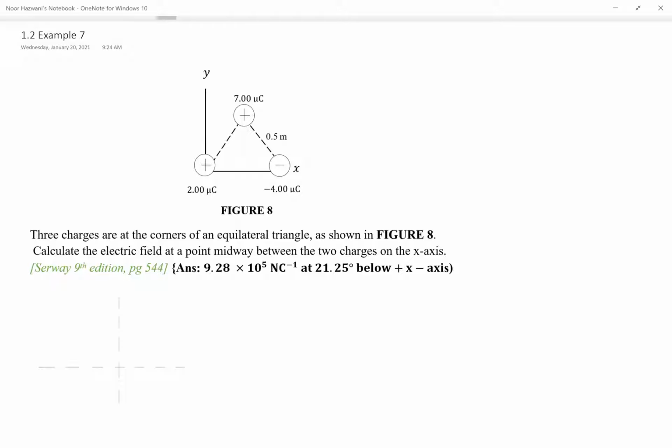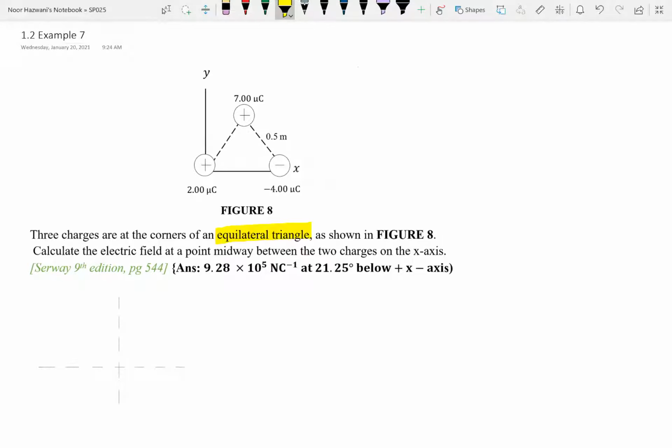So untuk example 7 ini adalah contoh bagi soalan 2 dimension bagi electric field. Okay, let's read through the question. 3 charges are at the corners of an equilateral triangle. Bila dia cakap equilateral triangle, maksudnya setiap sisi dia adalah sama. So, kita just terus letak, panjang sini pun 0.5 meter, sini pun 0.5 meter.